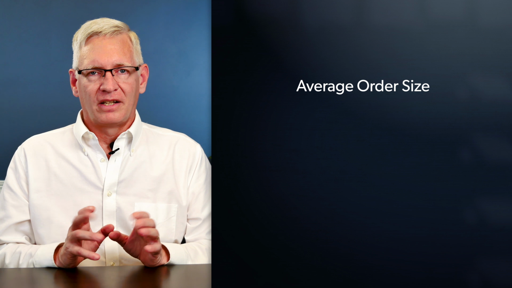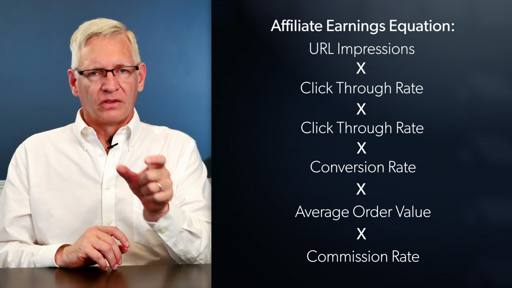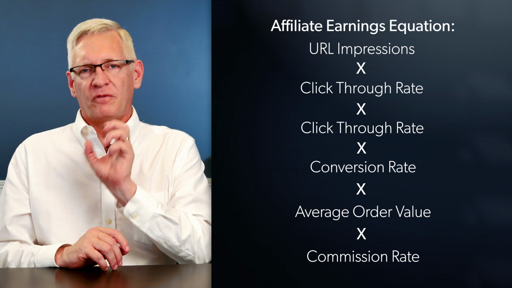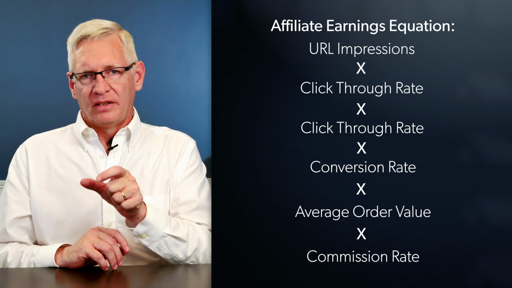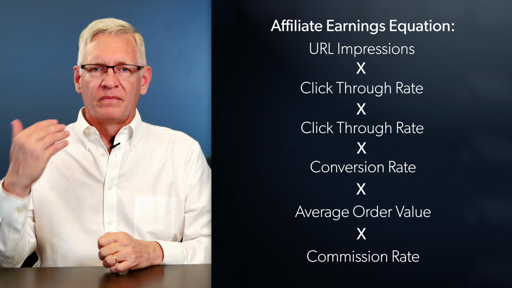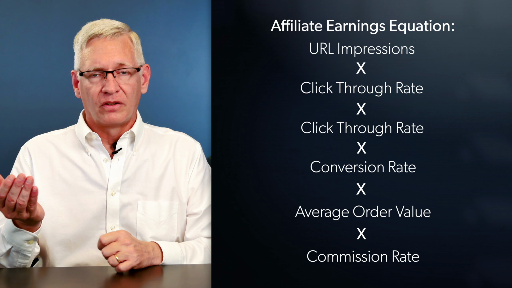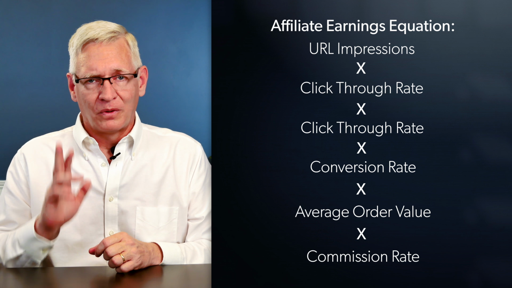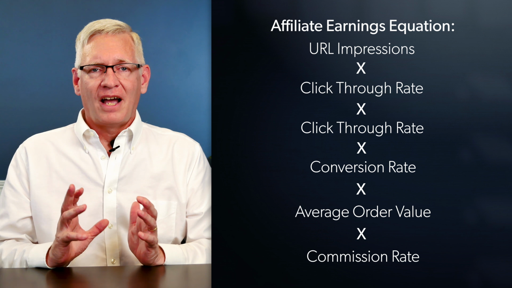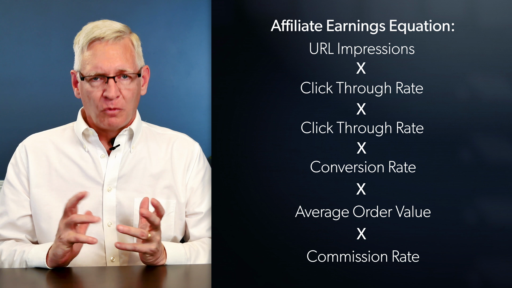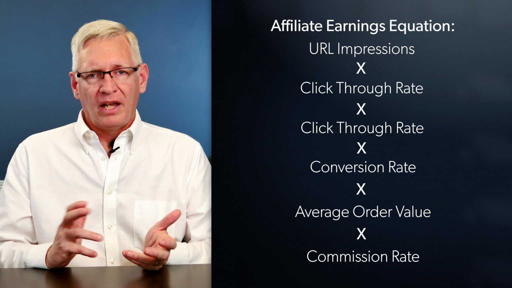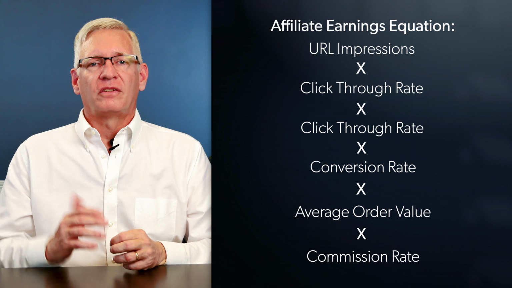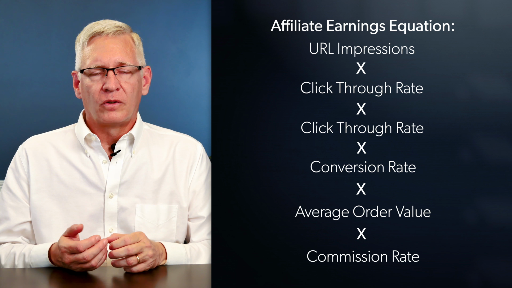So just to back up, we have impressions times Google click-through rate times affiliate page click-through rate times Amazon or retailer conversion rate times the average order size. But we're not quite done, because the last thing is how much commission you as an affiliate are paid on that order. And that's the final variable in our equation.